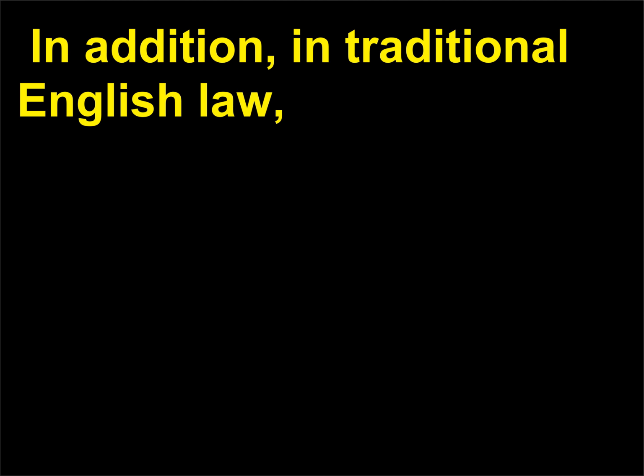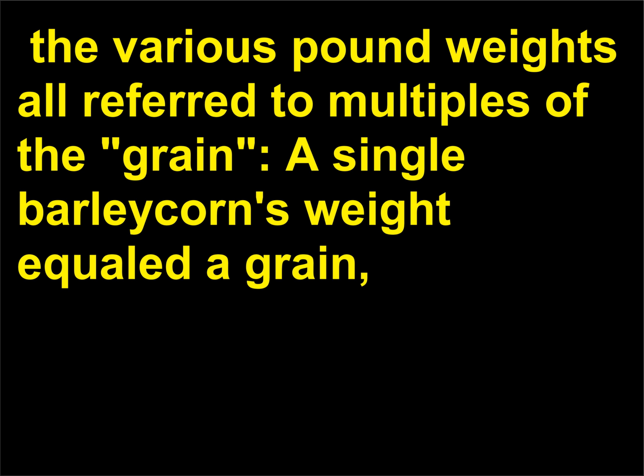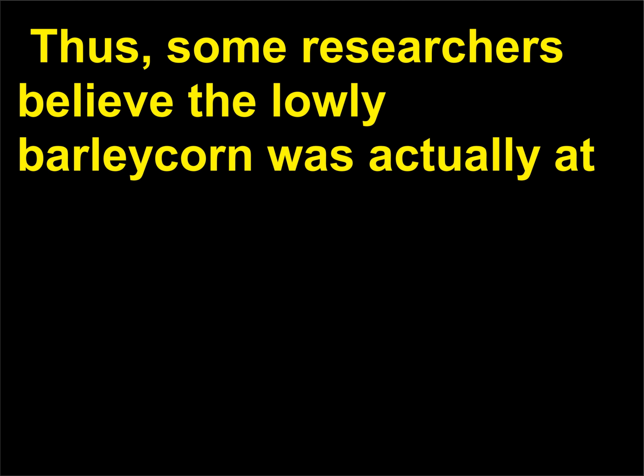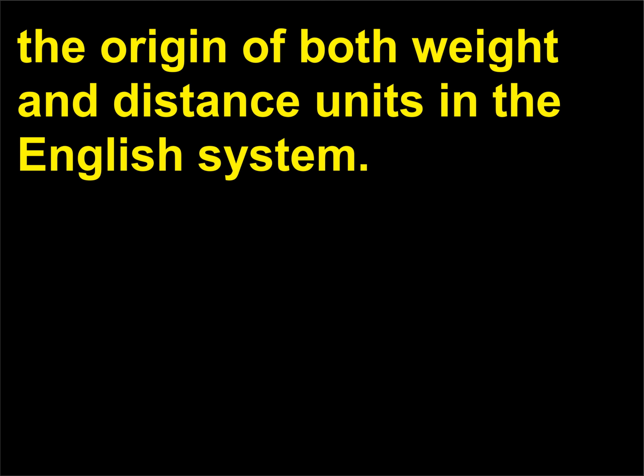In addition, in traditional English law, the various pound weights all referred to multiples of the grain. A single barleycorn's weight equaled a grain, and multiples of a grain were important in weight measurement. Thus, some researchers believe the lowly barleycorn was actually at the origin of both weight and distance units in the English system.